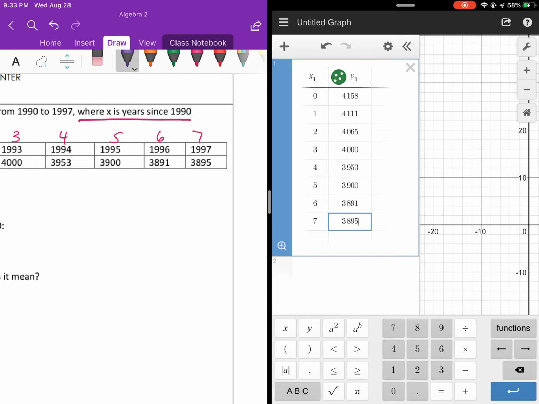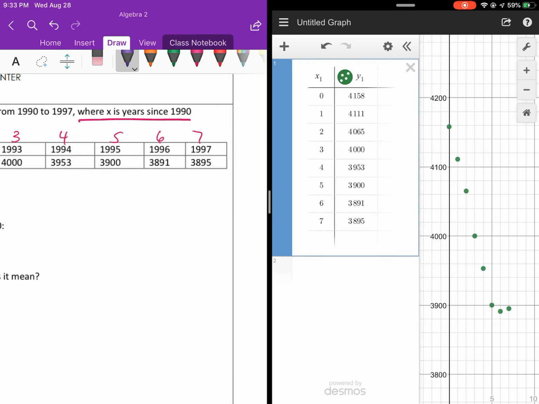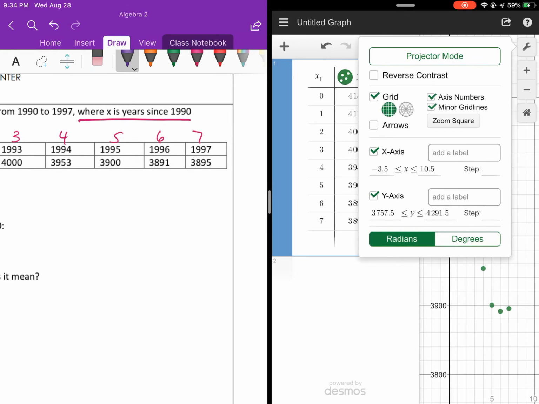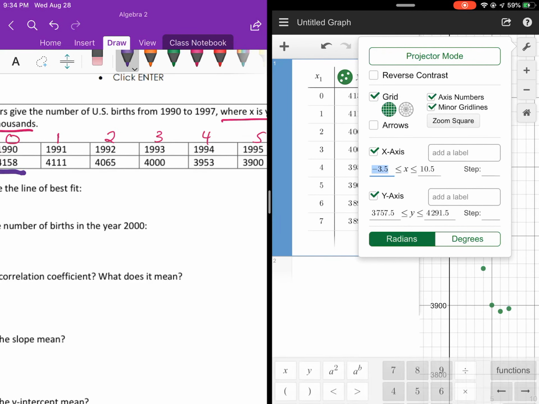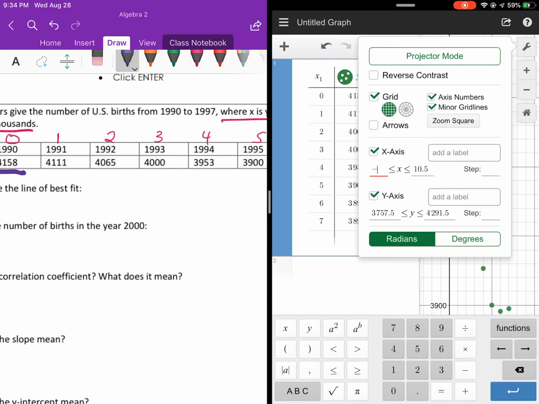Now, if your Desmos has this little magnifying glass, you can hit that and it'll auto zoom in for you. But I found that not all versions of this app have it, or maybe it needs to be updated. The other way to change your window is to hit the little button up here that has the wrench on it, and you can change your X and Y axis. Our X values go from 0 to 7, so I might want to set my X axis from like -1 to 10 so that I can see all the points between 0 and 7.